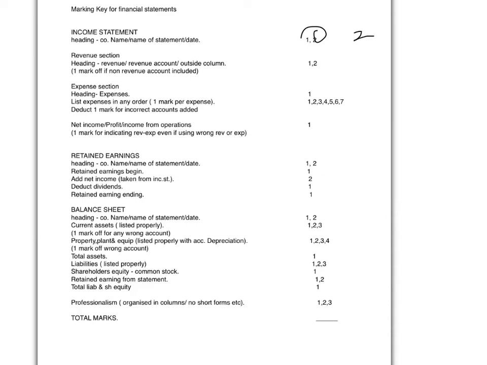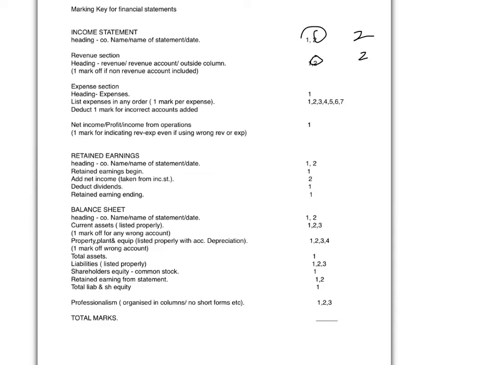The revenue section then would be the first thing, and it would be headed up, revenue, and in there would be a revenue account, and the total carried to the outside. And again, that would be 2, so we'll put 2 out here. Now, if the student added another account, which was not a revenue account, then we would have given them 2, we would have given 1 instead.